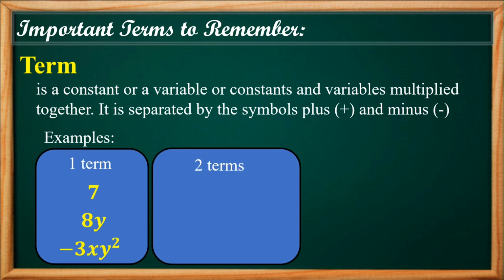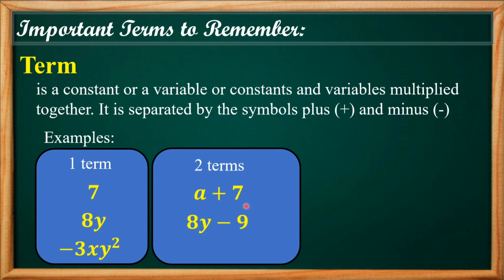Okay, the next one, we have here two terms. Bakit two terms? Dito natin masasabi na the terms are separated by the symbol plus or minus. Example, a plus 7. Observe, meron tayo ditong symbol na plus. Ito yung nagpapahiwalay kay a at saka kay 7. Since they are separated by the symbol plus, there are two terms on this part: the term a and the term which is the constant, 7. Separated by the symbol plus, therefore we have here two terms.